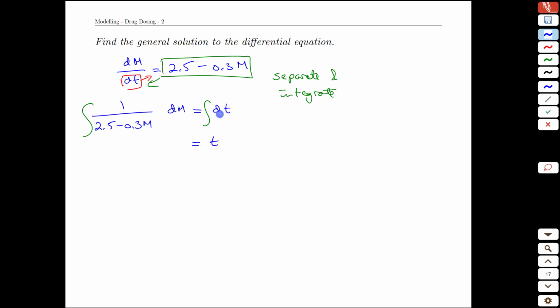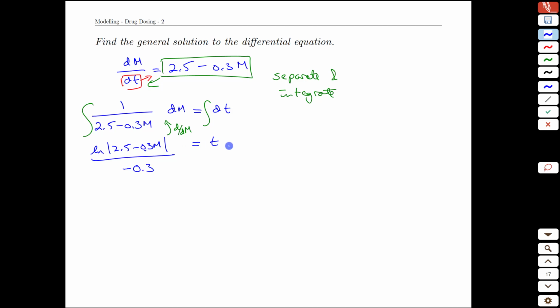One side's easy, it's just t. The other side's a little more complex, but it's going to be a ln because this is just a linear function of M. We can do this by guessing and checking or by substitution. The catch is, because there's this negative 0.3 in front of the M, if you were to guess this is the integral, it wouldn't be quite right, because if you differentiate with respect to M, you would end up with a negative 0.3 popping out from the chain rule. We want to cancel that in advance, so we divide by that negative 0.3.